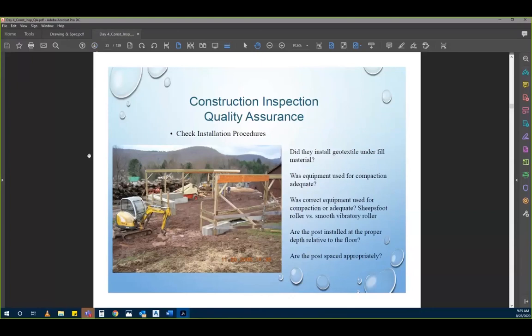All the materials that are going to be in place and permanently set, we need to verify that what we call for in the specification is indeed on the ground.